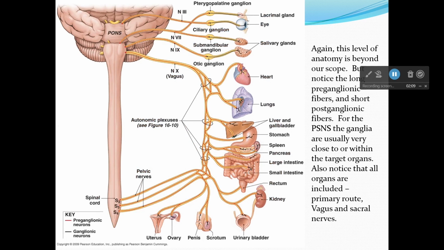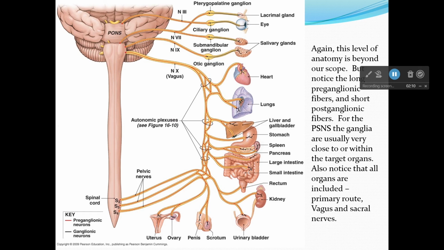As opposed to the parasympathetic, this is the parasympathetic, same picture. Okay, so we see our emergence from the craniosacral region. We can see a lot of red lines, right? Because the ganglia are way out here in the organs. So we have long preganglionic fibers, very short postganglionic fibers.